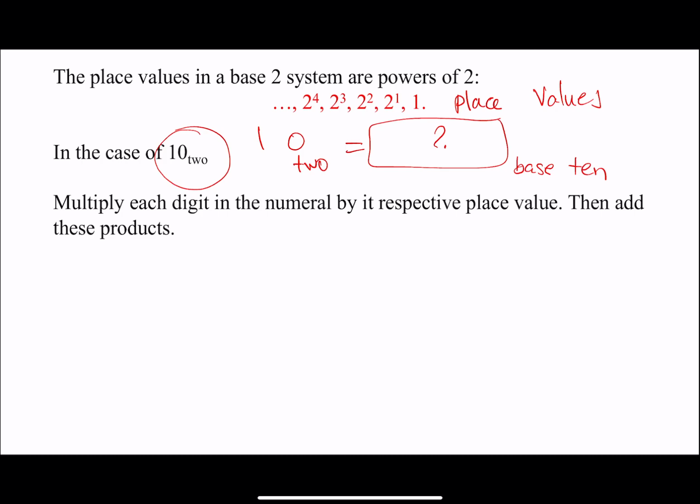So write down the place value of each digit. Don't forget to write down from right to left, and multiply each digit by its place value and add the results. See what you get.